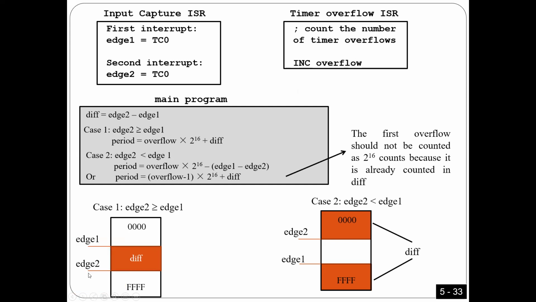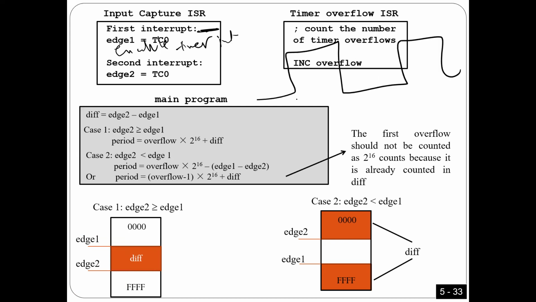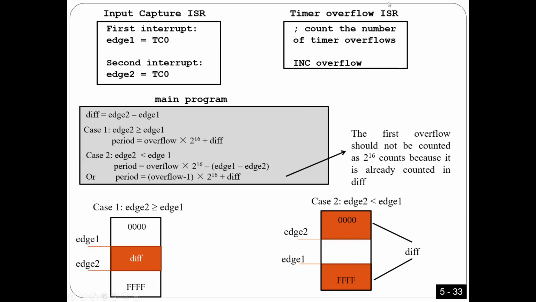Also look here. After the first interrupt, I'm going to enable timer interrupts, because I need to count. Listen to me. I need to count how many timer overflows happen from here to here, so I'm going to start from here. That's why after the first interrupt, we enable the timer interrupts to start counting. In the timer overflow interrupt subroutine, I'm going to increment, because I need to know how many times overflow happened.